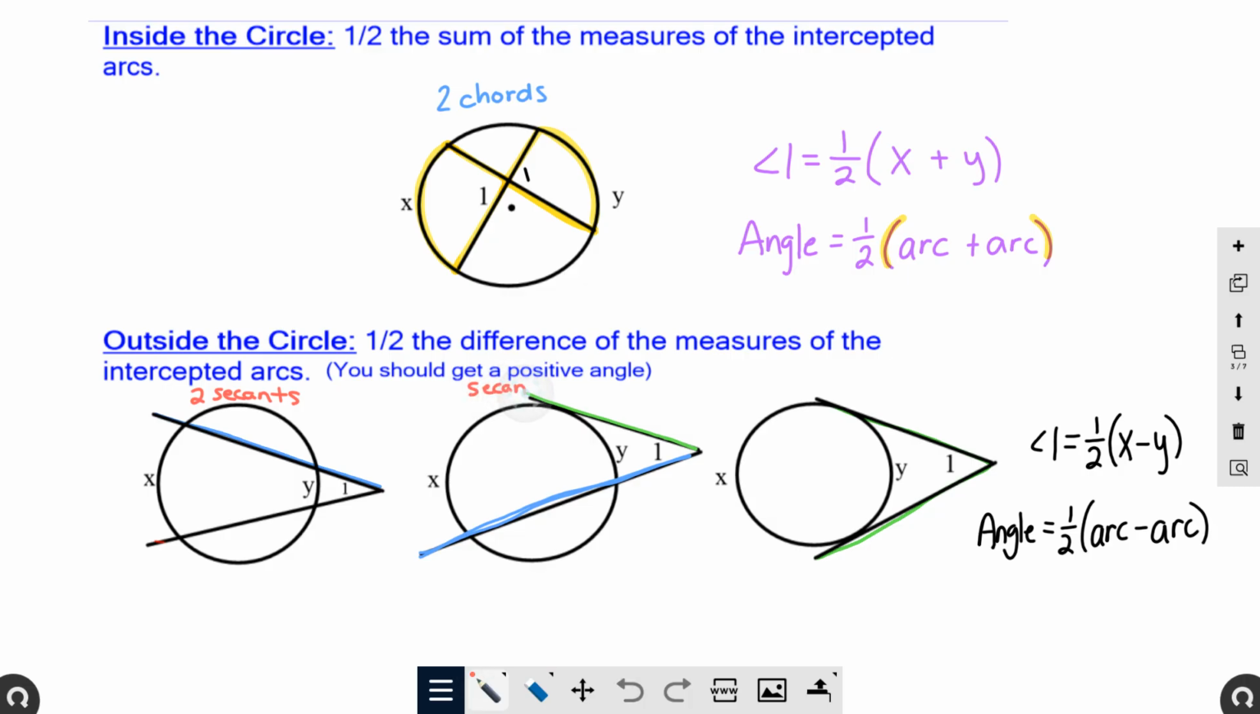Here we have a secant and tangent. And then here we have 2 tangents. So you might see 2 secants, 2 tangents, or the combo. But either way, the formula is the same. It is 1/2 arc minus arc. All right, so the rest of what we do today is we are going to just look at examples of these different ones that we have. So let's go with our examples.